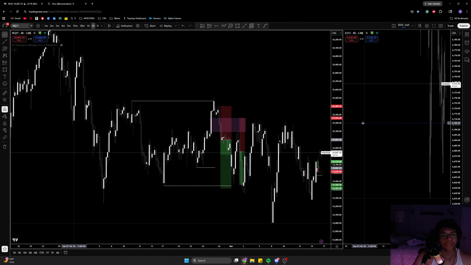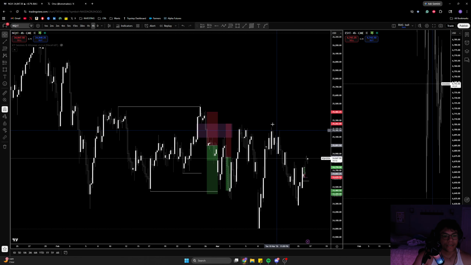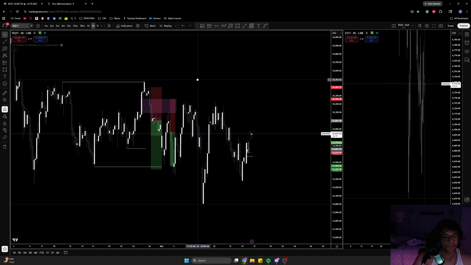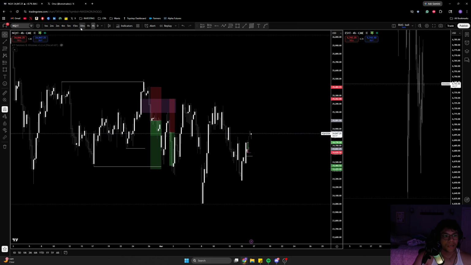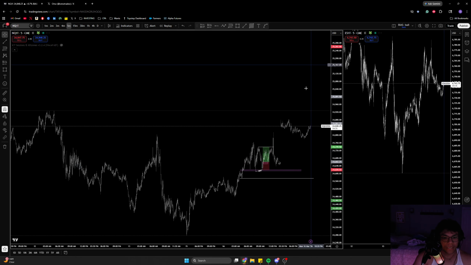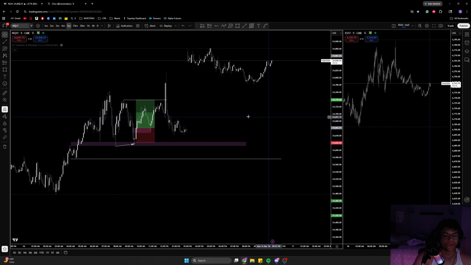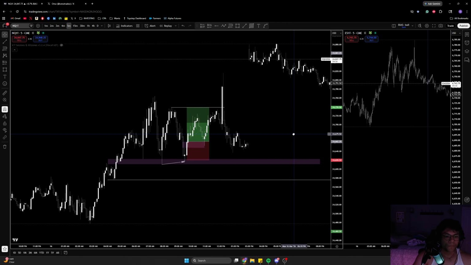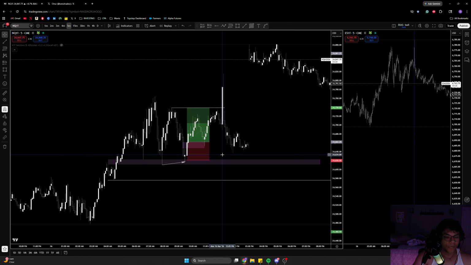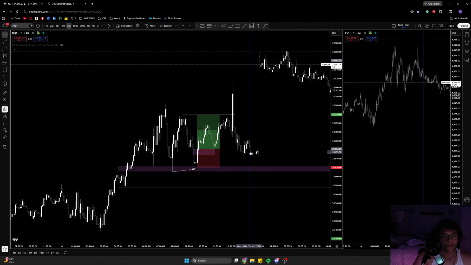Now, manipulation could be turtle soup, etc. It could be an SMT. You guys have to remember, an SMT also is a form of manipulation, and the reason being is because of ES or YM or whatever you're using your SMT with. The SMT is created off of one index taking out a low or a high compared to NQ, right? So right here, this is an SMT with ES. So ES did the manipulation for us, creating this SMT, and then I entered off of this 5-minute inversion here.